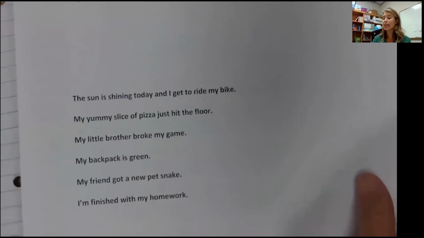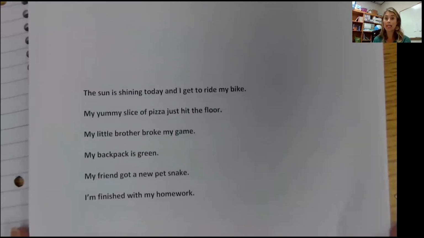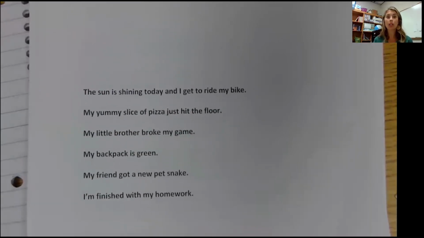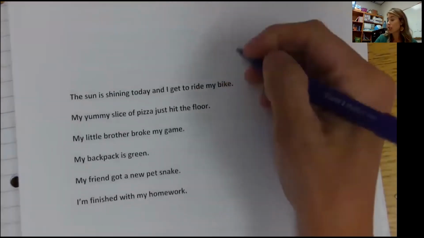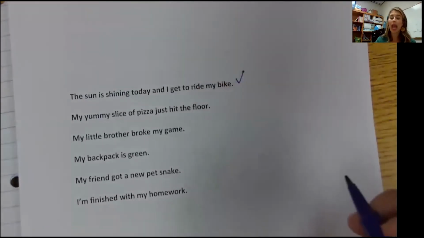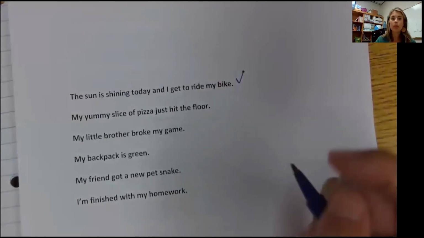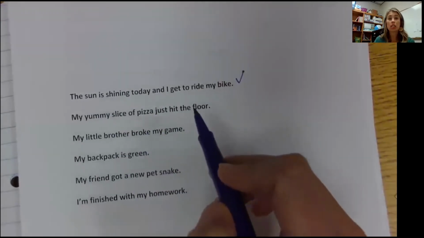All right, I can't wait to see what symbols you came up with. I'm going to go through it and we'll see if you came up with the same ones. I'm going to share mine and then we'll compare them. The sun is shining and I get to ride my bike. I give this one a check mark because I do love the sun and I get to ride my bike, so that's positive.